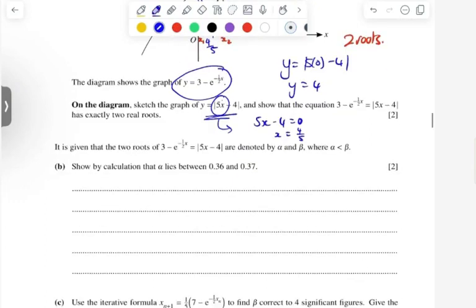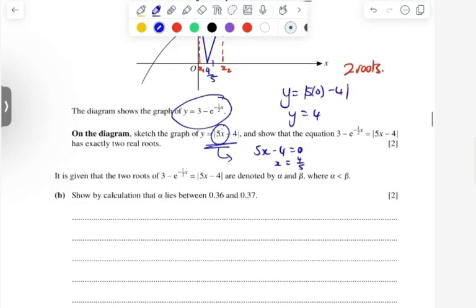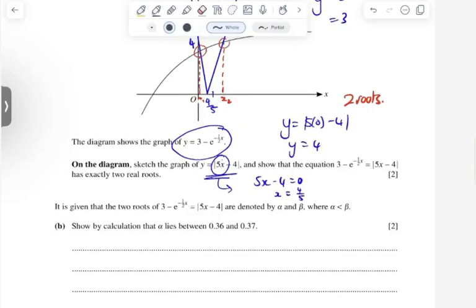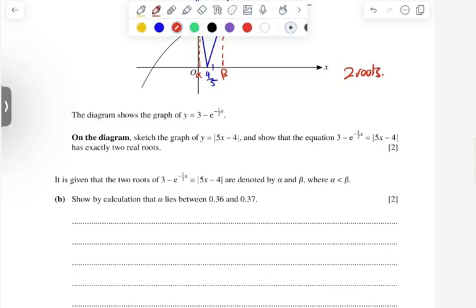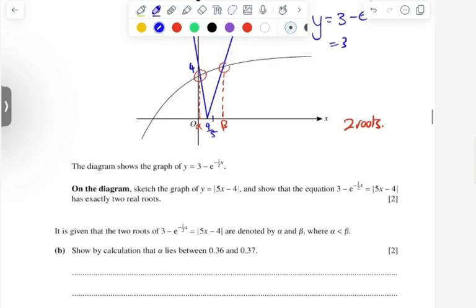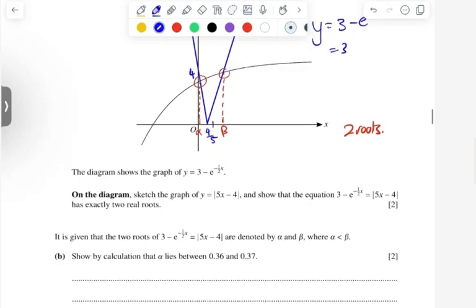Okay. Right, now it is given that the 2 roots of that are denoted by alpha and beta, where alpha is less than beta. So if I was to relabel this correctly, that would be alpha and that would be beta. Okay, let's just get a few things here. Show by calculation that alpha lies between 0.36 and 0.37.